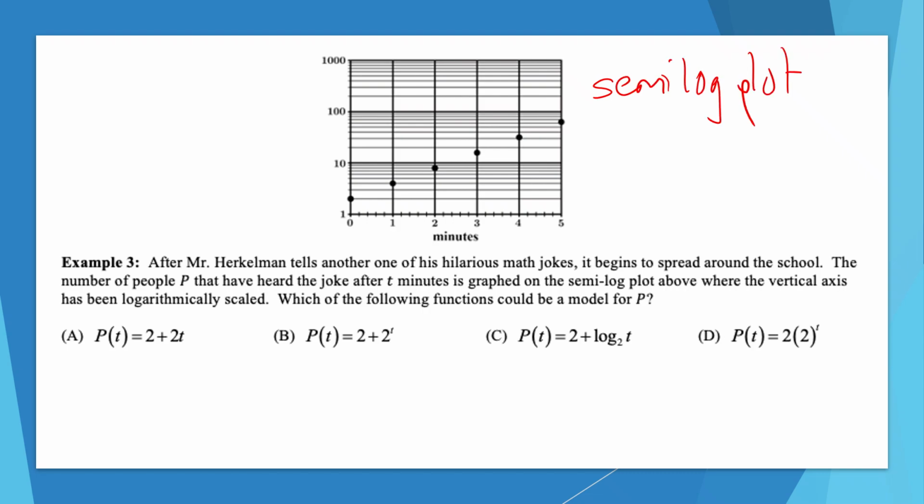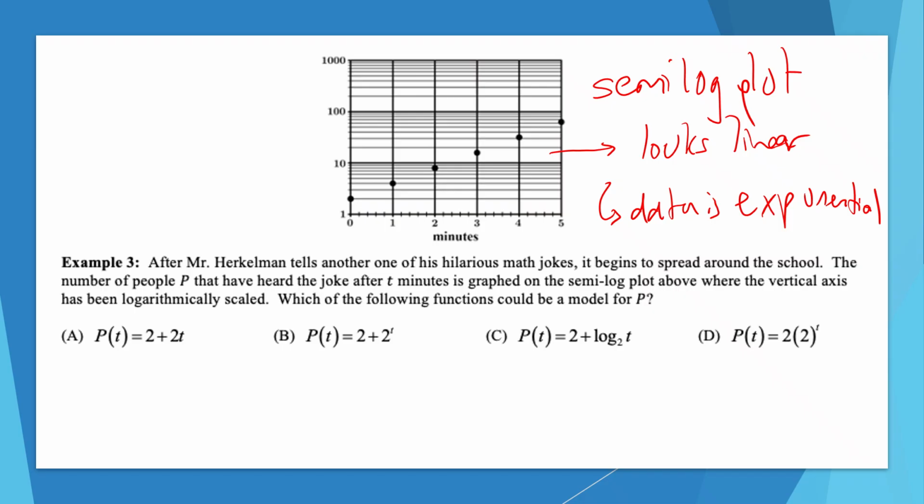So we know that. We see it looks linear, which means that the data is going to be exponential. And so here we're probably going to want an exponential equation. So A, no, B is okay, C probably not, and then D is okay as well. So B and D are what we come down to.